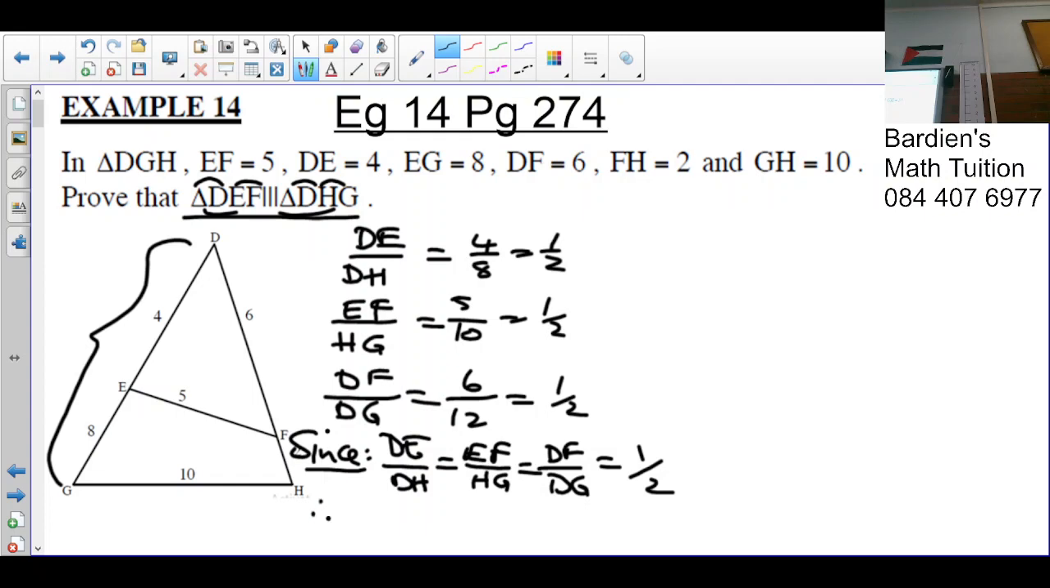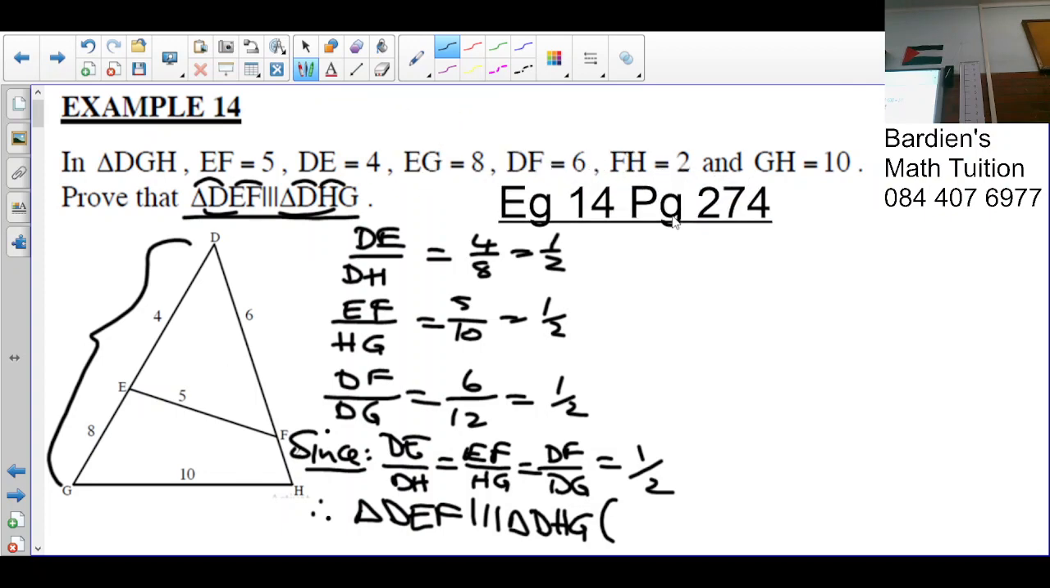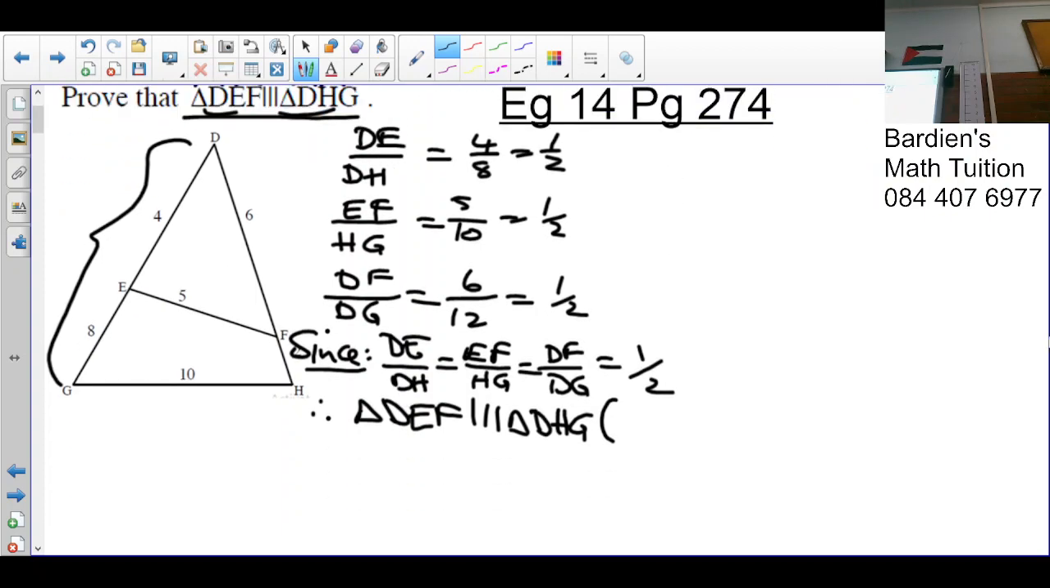Therefore, triangle DEF is similar to triangle DHG. And what do you think the reason is here? Corresponding sides are in proportion. So here are the corresponding sides, in proportion.